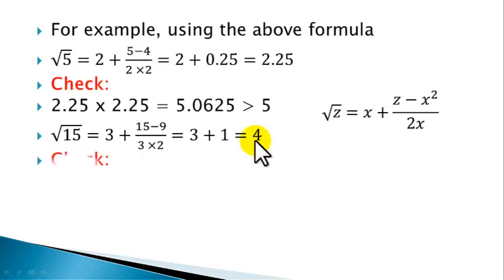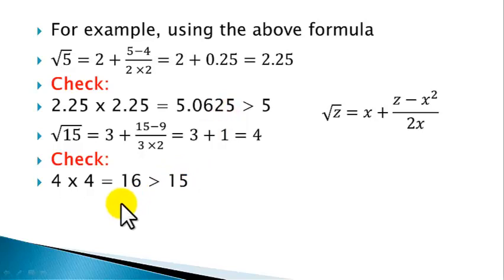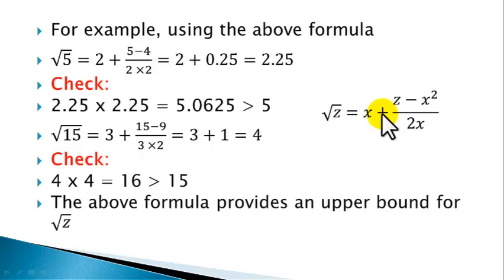Check. Multiplying 4 by itself gives 16, and 16 is greater than 15, meaning that this formula also overestimates the square root of 15. Generally, the above formula provides an upper bound for the square root of z.